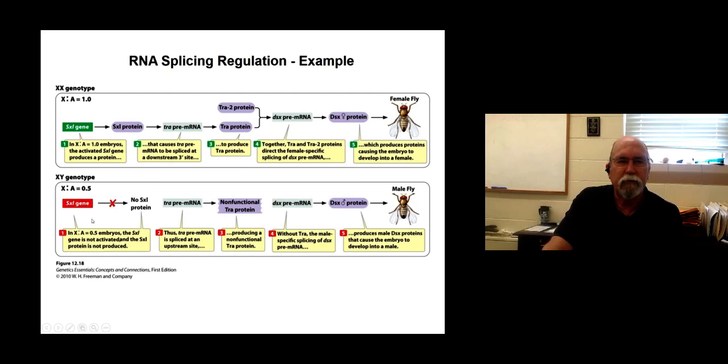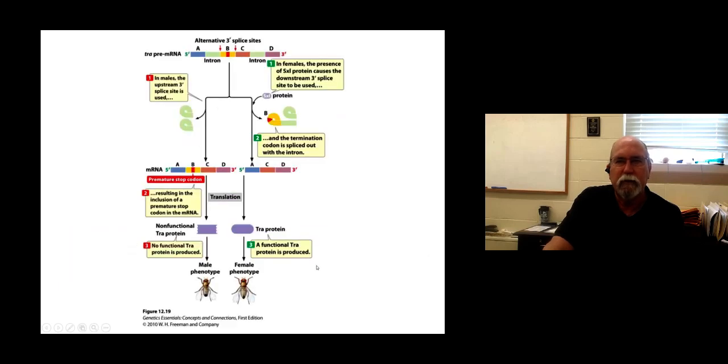And if this gene is downregulated, which it is in the case of XY individuals, you don't get the same splicing. You get a dysfunctional intermediate protein, and you get a differently spliced final protein. So you end up with males. Let's take a look at how that works. Here's the intermediate protein here, the Tra protein. This is the pre-mRNA that's involved.